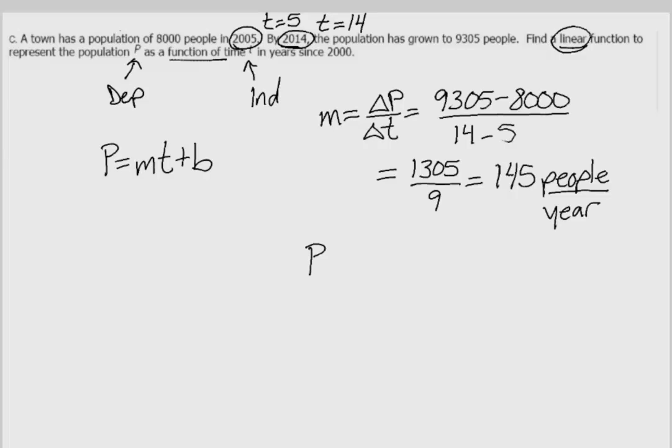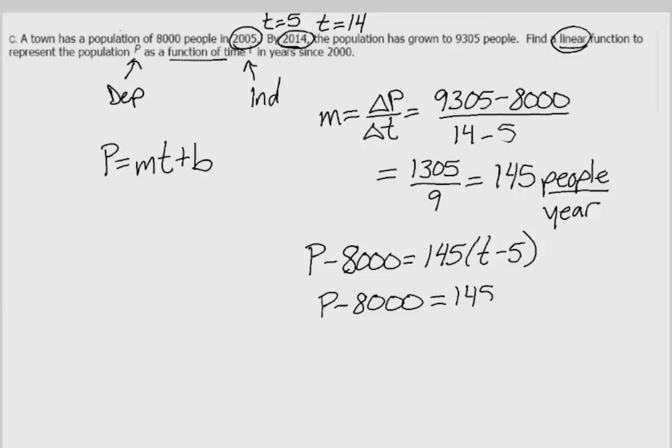So I will have p minus my first p value of 8,000 is equal to 145 outside of t minus my first t value was 5. So p minus 8,000 is equal to 145t minus 725. So p is equal to 145 times t plus 7,275.